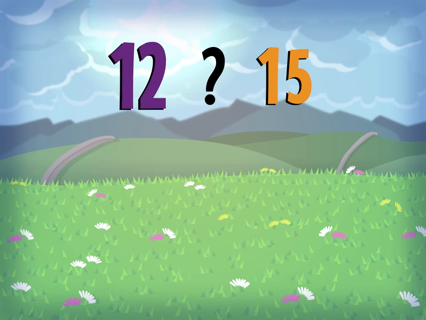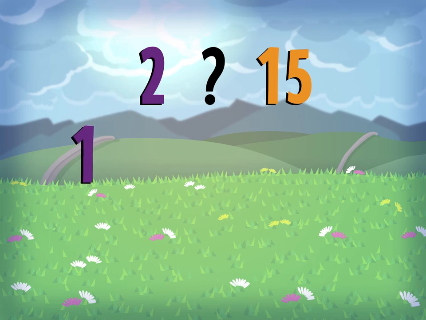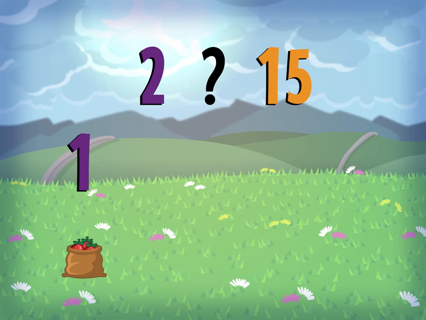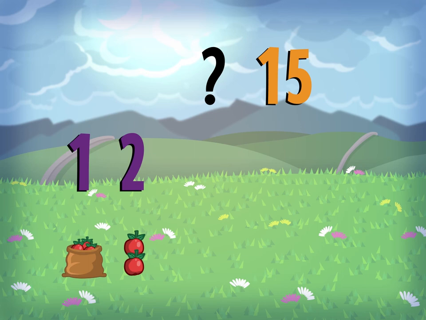First is the number 12. Let's look at the tens first. Again, we will replace them with bags of 10 apples. 12 has 1 ten, so we replace it with 1 apple bag. Let's look at ones now. 12 has 2 ones. We will replace them with 2 apples.